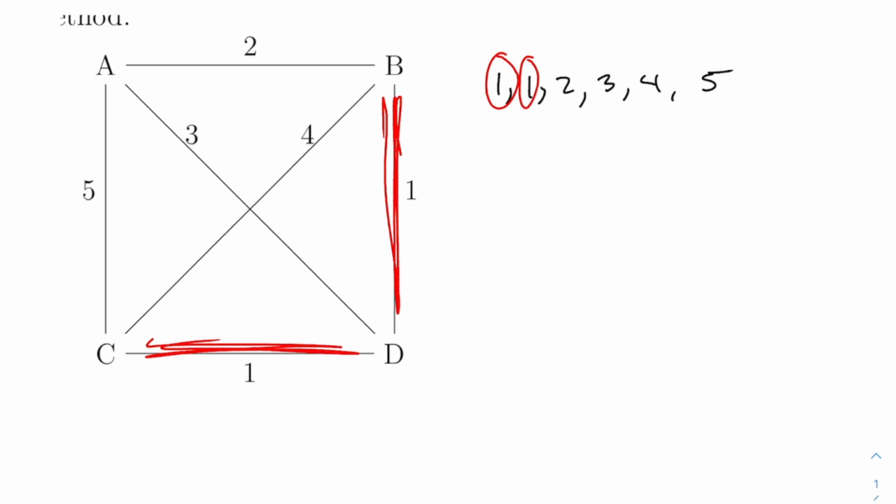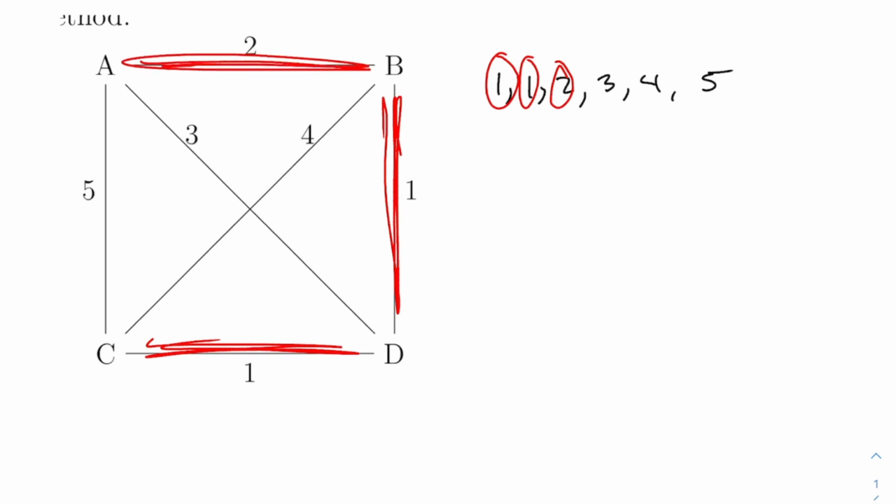Next, I would like to choose the 2, that's here. You just have to ask yourself, is this legal at this point? Legal means it doesn't make a 3-way intersection and it doesn't make a subcircuit. And I think this is legal at this point. It does not make a 3-way intersection or a subcircuit. So yes, I take the 2 next.